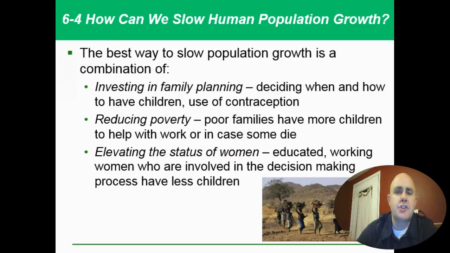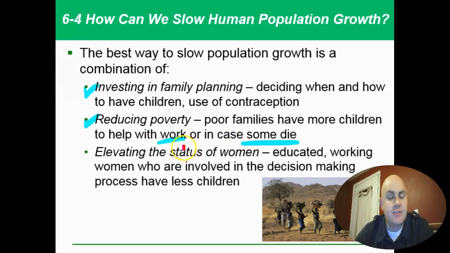So what's the best way for us to slow population growths? It's a combination of things. Investing in family planning. Now, how many children you want to have, manage that process matters. Reducing poverty. When people live in a state of poverty, they have more children. They do that to help out in work or in case some die. And so they need to have larger families with more poverty. And so moving people in the middle class will help the population rate.